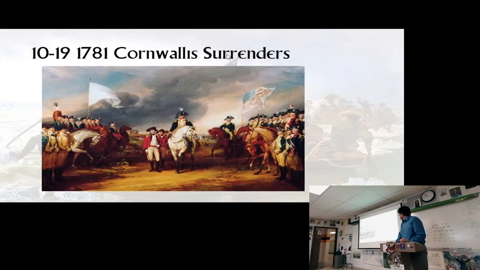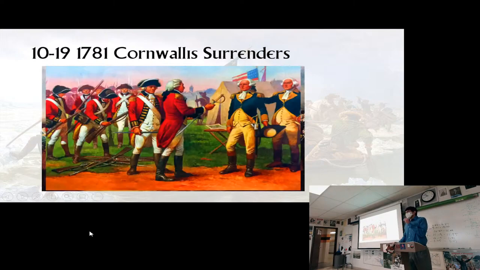But once that happened, Cornwallis felt he had no choice, and October 19th, Cornwallis would surrender. And this was quite humiliating for Cornwallis. To surrender to a bunch of colonials, as they saw basically like hicks and yokels, to surrender to them. So this is a very stylized picture of Washington and his aide accepting the surrender.